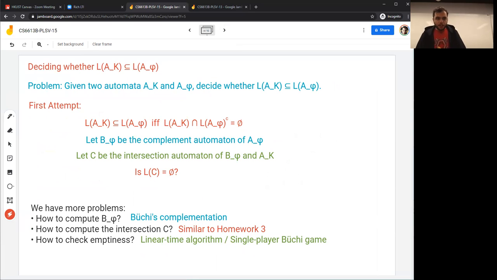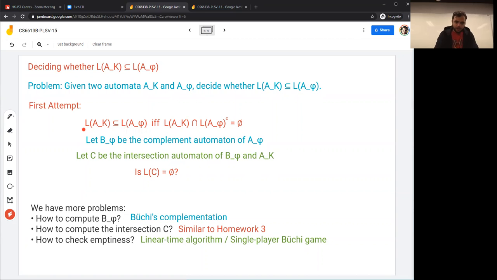Okay, so now the second problem. I have two different automata. I have the automaton of my Kripke structure and the automaton of my LTL formula. And I want to figure out whether the language of this one is a subset of the language of that one. Okay. So let's do a first attempt and let's just try to write what this means. Like, let's just write equivalent formulations of this. So the language of AK is a subset of the language of A phi if and only if this one does not intersect the complement of this one, right?